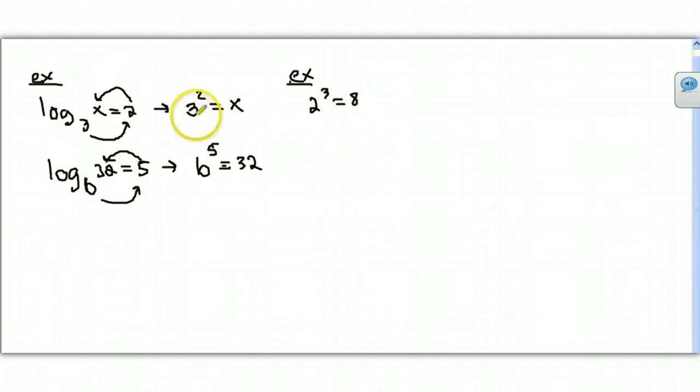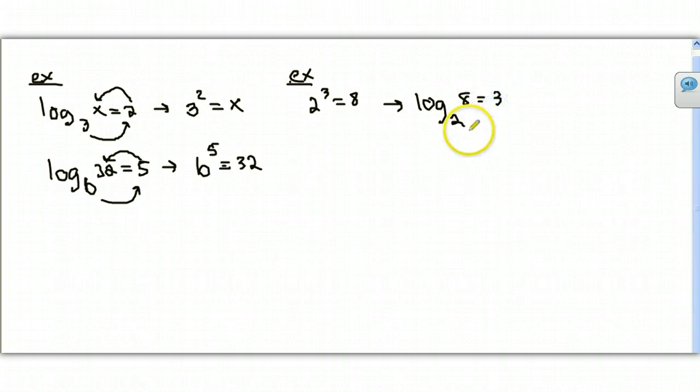So look at this one and look at where the pieces are. Look where 3, 2, and x are in the log, and you put the 2, 3, and 8 in the same place. So it's going to change to log what? What's the base? Base 2. What goes next? And then equal to what? And the way you check it is by doing the arrows. The arrows say you got 2 to the 3rd equal to 8, exactly what you got over here. Okay. Everybody good with that one?